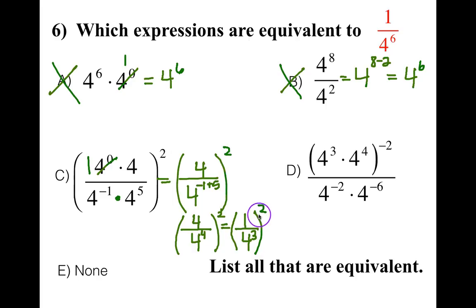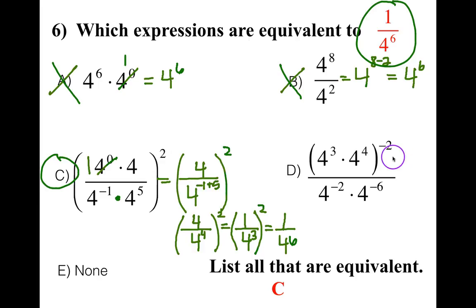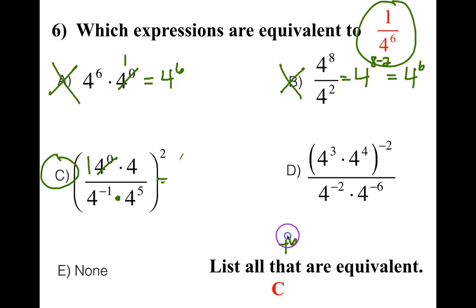So here I'm going to go ahead and square this, which would give me 1 over 4 to the 6. So guess what? That's definitely equivalent to this. So C is an option. What about this one? Just to give myself a little bit more space, I'm just going to go ahead and erase the work I have here.